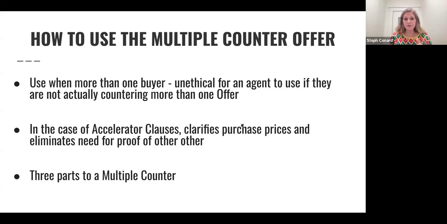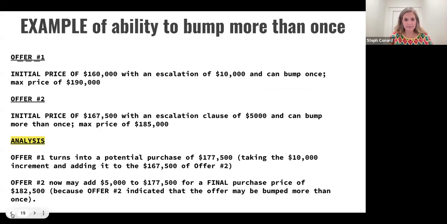So you're going to use it when there's more than one buyer. It's unethical for an agent to use it if there's not more than one offer in. There has to be the existence of multiple offers in order for you to use the multiple counter. In the case of accelerator clauses, it clarifies the purchase price and eliminates the need for proof of the other offer. And there are 3 parts to the multiple counter offer.